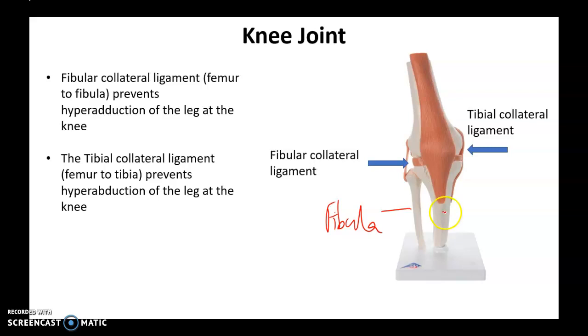On the tibial side, this is tibia, we have the tibial collateral ligament. As labeled here, this is the tibial collateral ligament. This is the fibular collateral ligament. The tibial collateral ligament reinforces the medial surface of the knee joint. This ligament runs from the femur to the tibia, as we see here, and it prevents hyperabduction of the leg at the knee. In other words, it prevents the leg from moving too far laterally relative to the thigh.